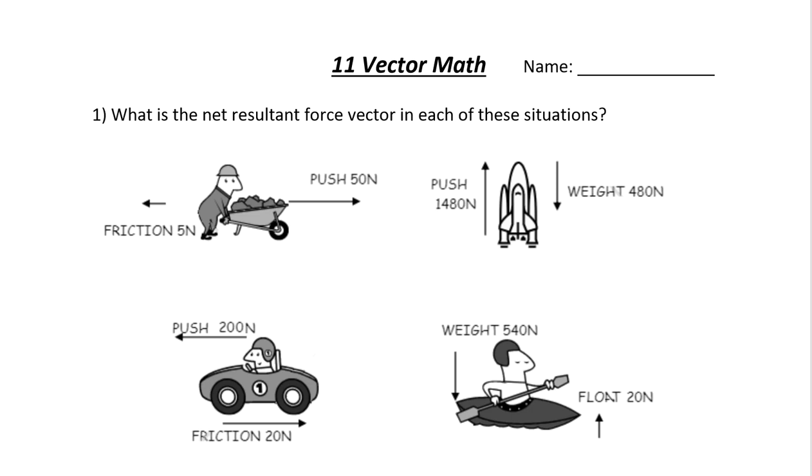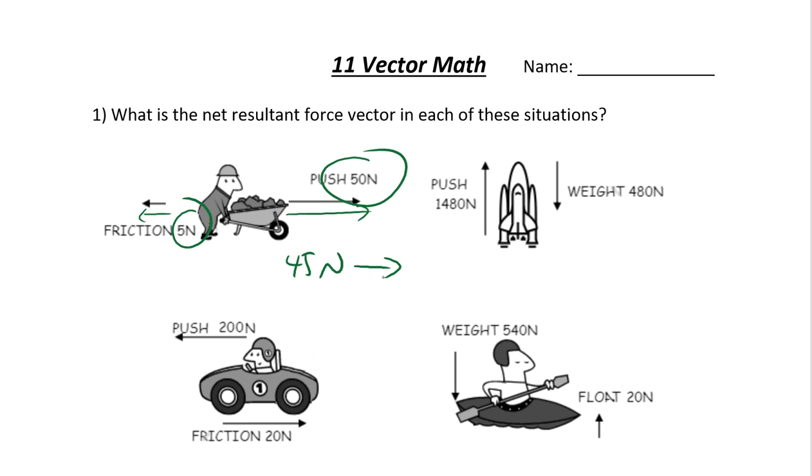So you have the first guy there, we got a guy pushing a wheelbarrow. If he's pushing forward with 50 and friction would be 5 newtons back, it's basically a vector going to the right, putting it together with a vector going to the left. Obviously, it would be 45 newtons to the right. That would be the net force vector, just putting those 2 vectors together.